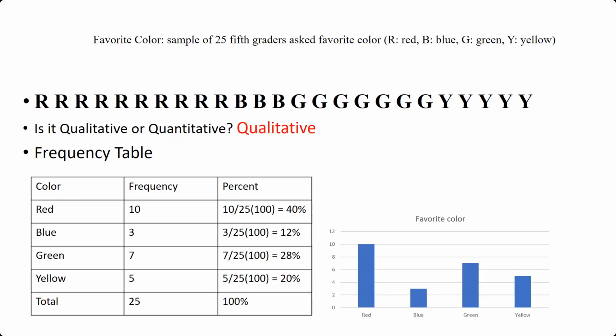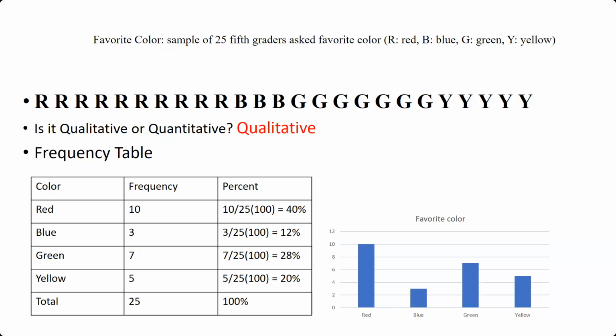To find your percent, you take how many there are divided by the total. So there were 10 red divided by a total of 25 people times 100. 40% chose red. Find what percent chose blue: 3 divided by the total times 100. 12% chose blue. Green, 28%, yellow, 20%. And I added up the total.